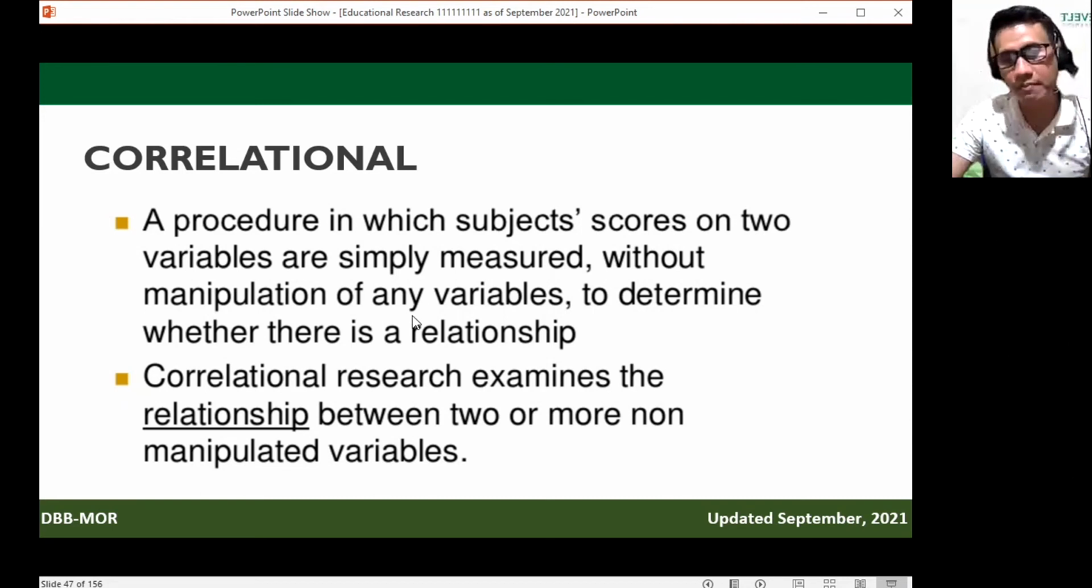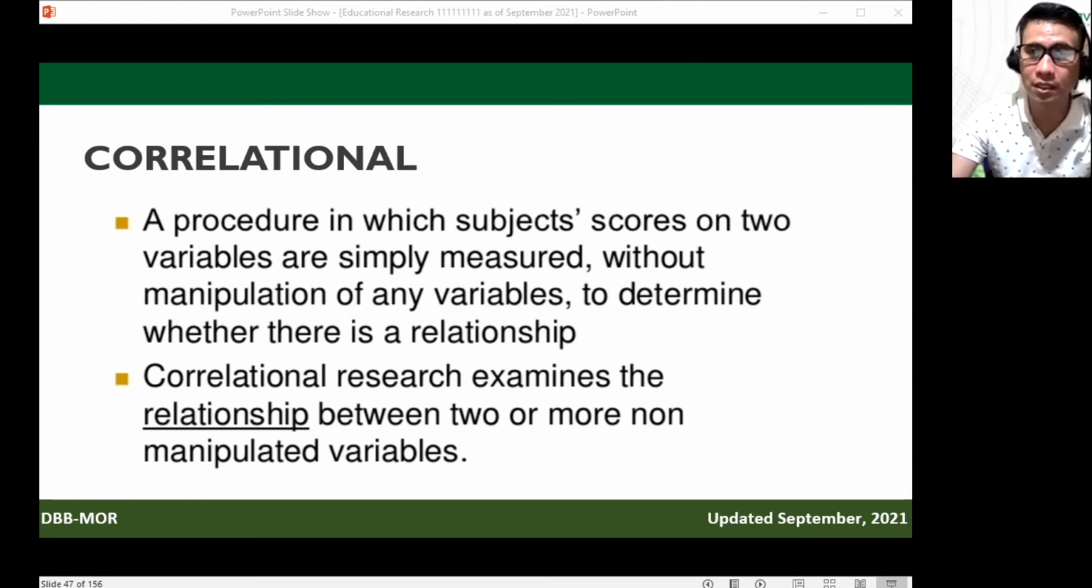So correlational research examines the relationship between two or more non-manipulated variables. Take note, the key word here is non-manipulated variable. And the title, if you want to know the title, I have given you the link for my YT channel. So the keyword for the title is always the relationship. If you see the word relationship, then that's correlational research. So later on, I'll be uploading one of the examples of correlational research. For example, learning style and mathematics anxiety, their relationship to mathematics performance of grade 7 students.